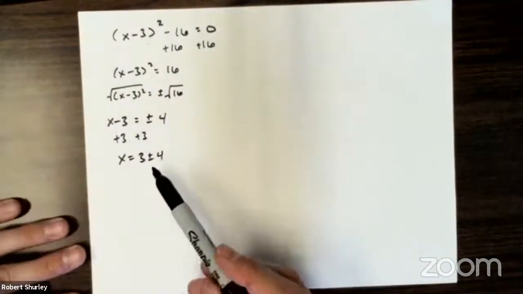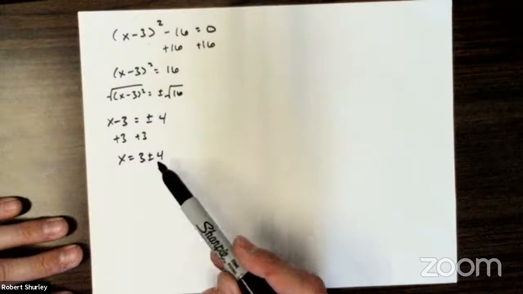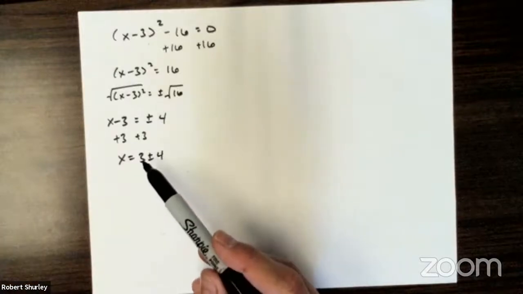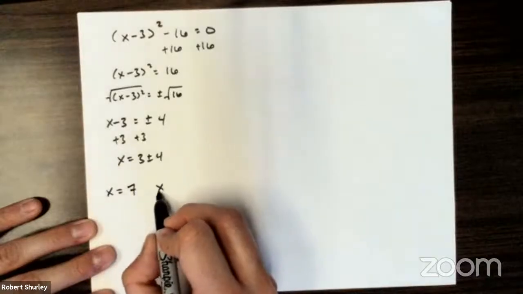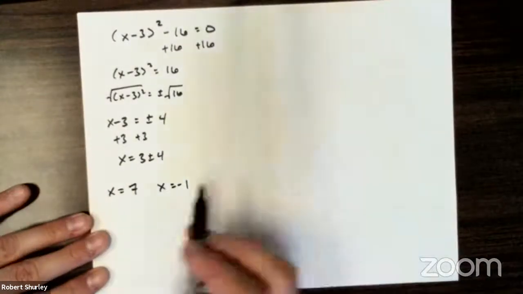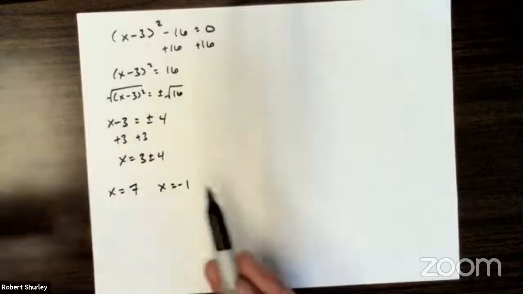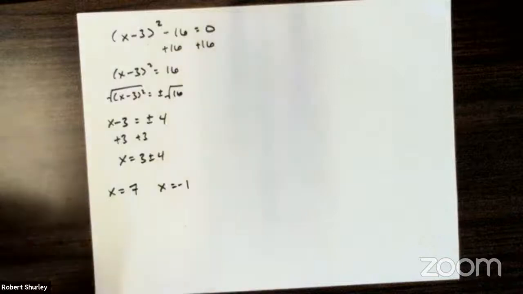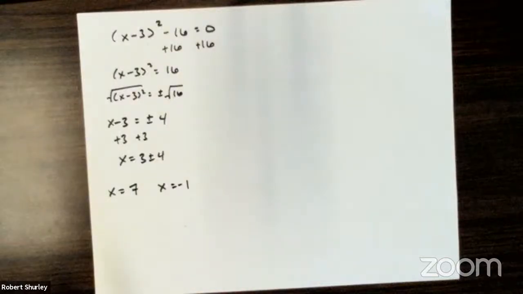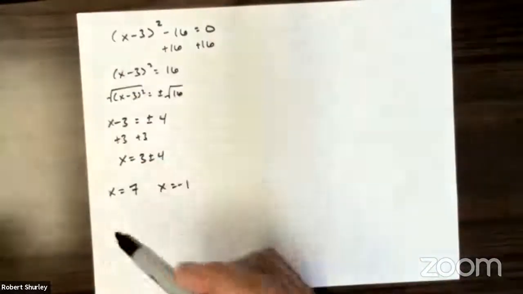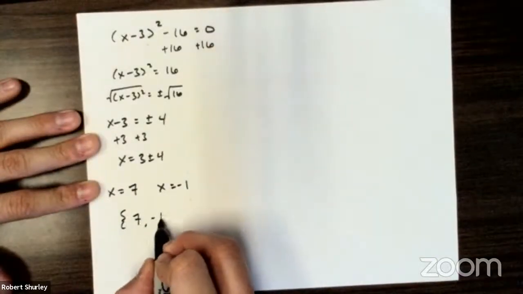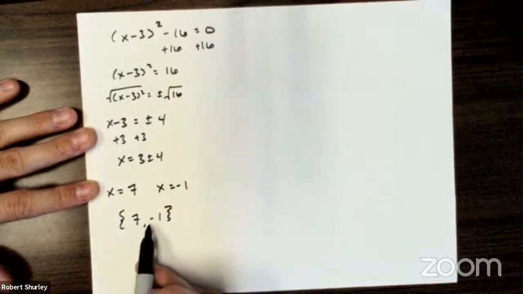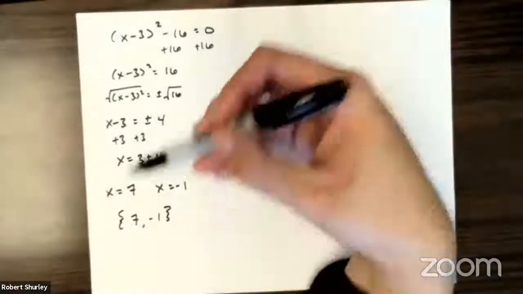Now, what's different about this one is we can actually do the plus and the minus. So 3 plus 4 would be 7, and 3 minus 4 would be negative 1. So we have two real nice integer solutions. I think it's the first time this happened, except for the very beginning, where the very first ones were like plus or minus 5. But this can happen where you wind up with nice solutions. If you wanted to write it out, the solutions are 7 and negative 1.